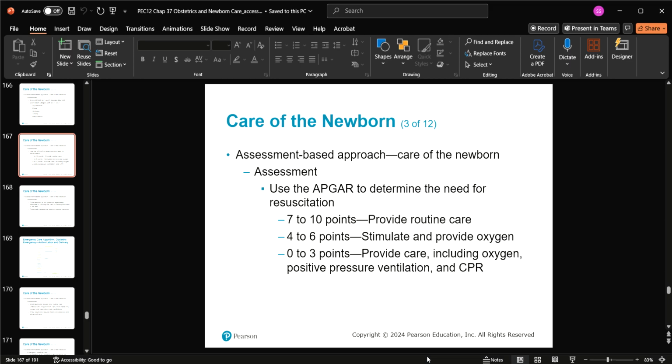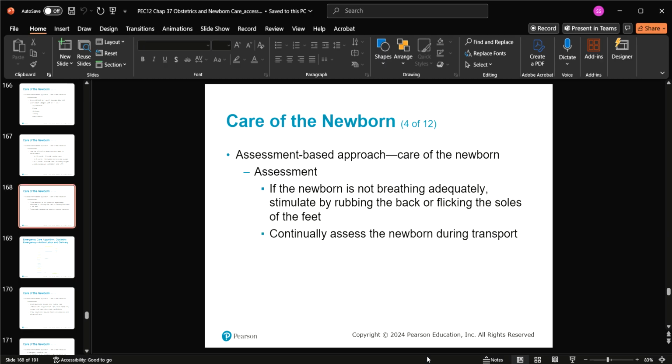When we get down into 0 to 3, we're talking about a life-threatening emergency, providing CPR for these patients. 4 to 6, they may just have to be stimulated or kept warm. They may just require blow-by oxygen to get their SpO2 up. If they're not breathing adequately, stimulate by rubbing or flicking the soles of their feet or rubbing the back.